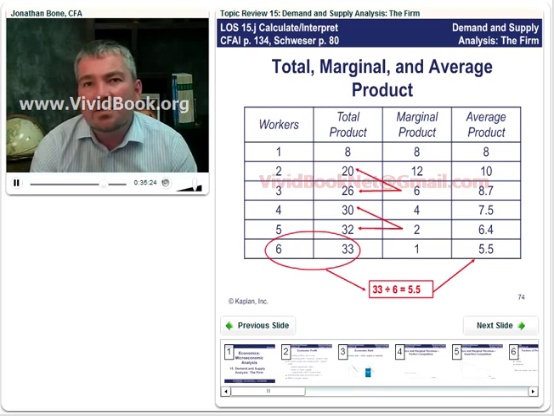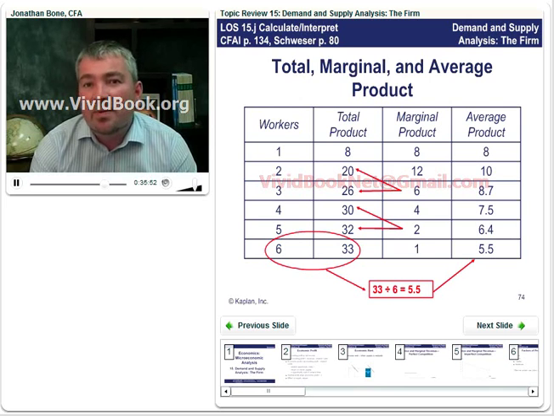Then let's look at the marginal product of our labour. Remember, this is the increase in output from 1 additional worker. So as we move from 1 to 2 workers, the output goes from 8 to 20, the difference being 12. So the extra worker produced 12 units marginal product. When we go from 2 to 3 workers, total product goes up by 6. So the marginal product of the 3rd worker is 6 units.